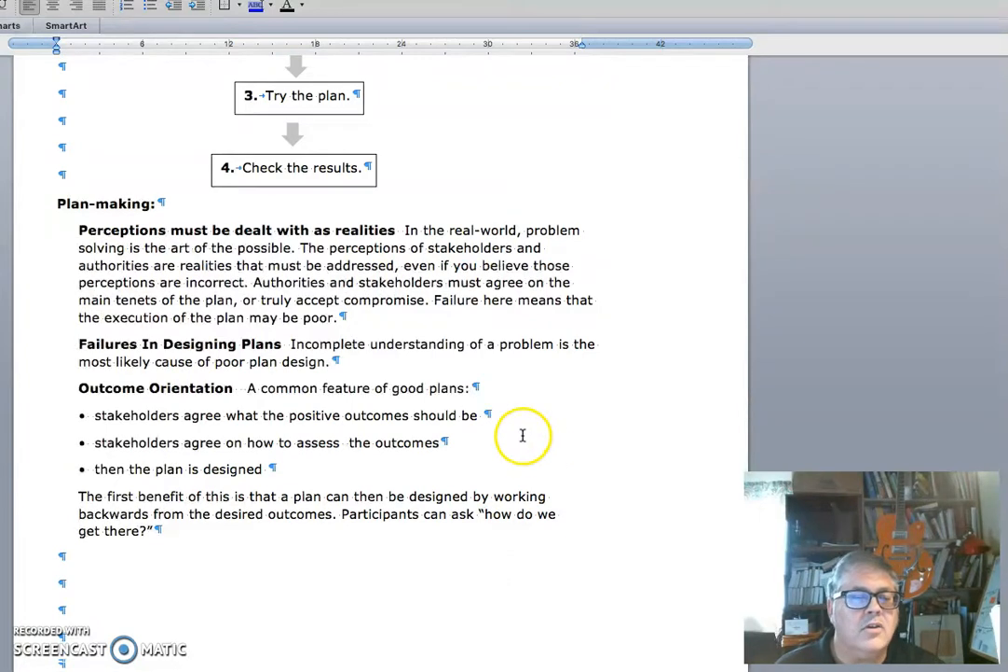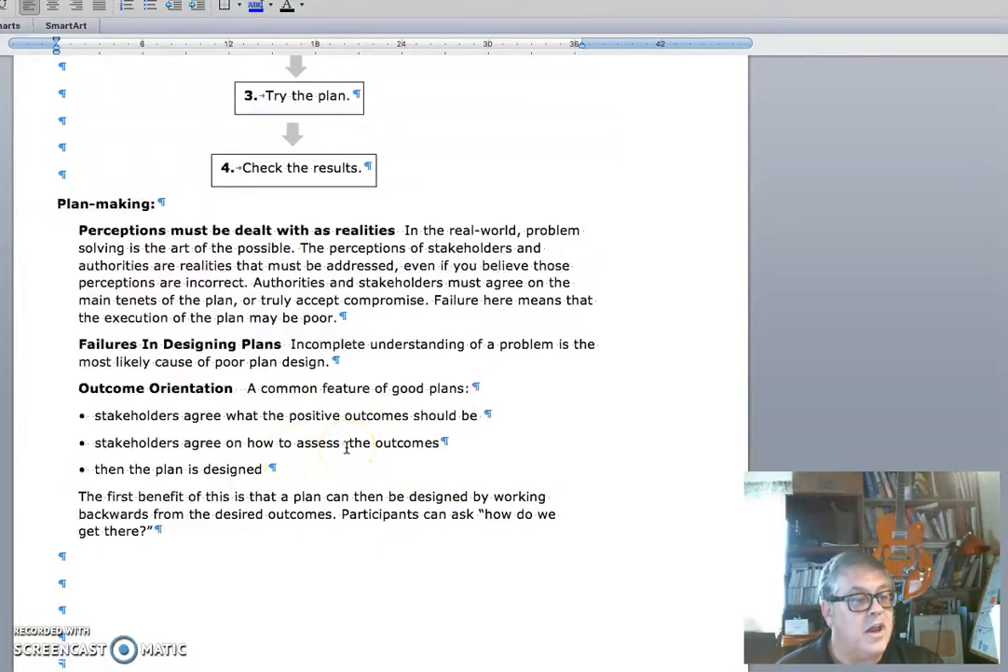So what are some common features of good plans? When people are working together to solve a problem, it's good to use a problem-solving strategy called work backwards. How does that work? First you get the stakeholders to agree on what the positive outcomes are. In other words, when we're done and we've tried the plan, what are the things that we want to achieve? You get people to agree on that, then you try to make the outcomes specific and measurable. So you have to get people to agree on how to assess the outcomes.